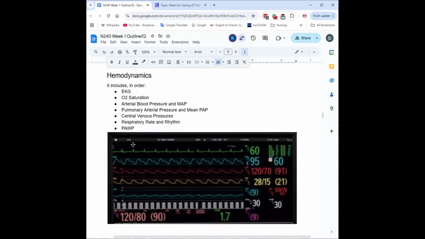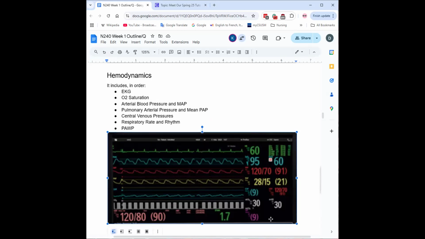We're going to talk about the hemodynamics. Here's an example of a monitor. I believe this is the EKG. You have the O2 sat, your blood pressure, your MAP. I believe this is the PAP, so pulmonary arterial pressure, the mean PAP is what I meant. Central venous pressure, respiratory rate, rhythms, and the cardiac index, I think, at the bottom with that 1.7.